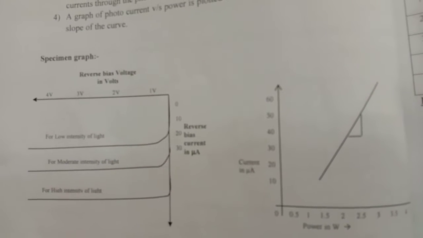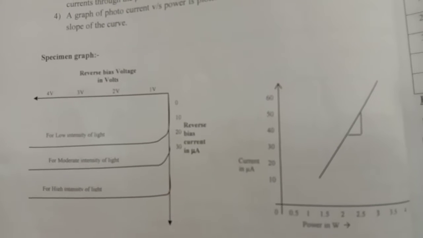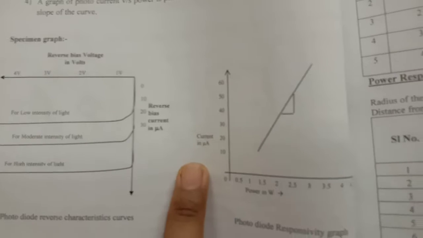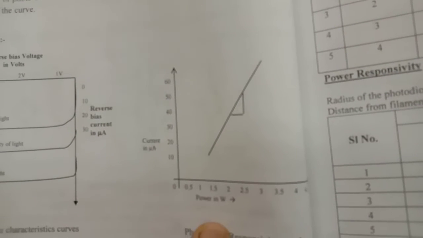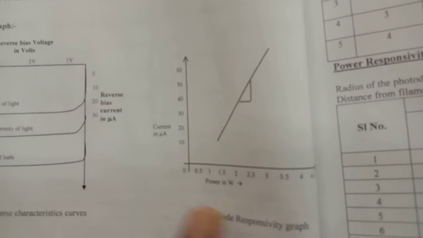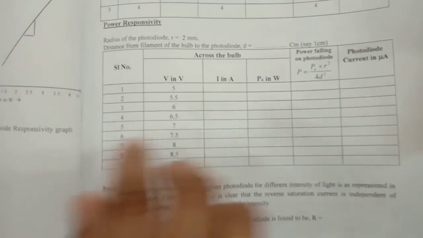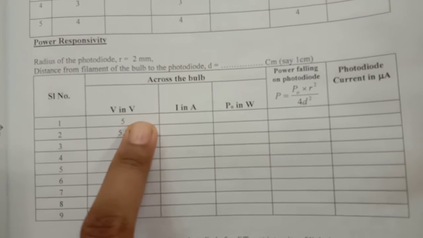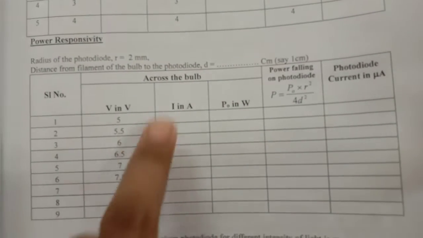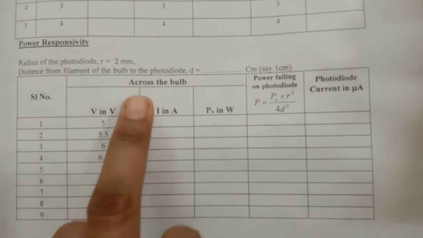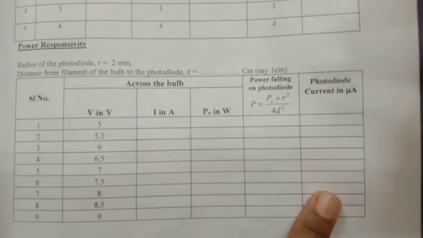After the study of this, we must calculate the responsivity of this diode by plotting a graph of current versus the power falling on the photodiode. In order to get the data for these two parameters, we have a tabular column over here for power responsivity. We are noting down, by varying the voltage across the bulb, the current across the bulb as well as the photodiode current.